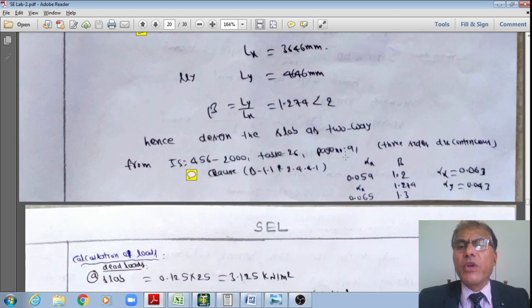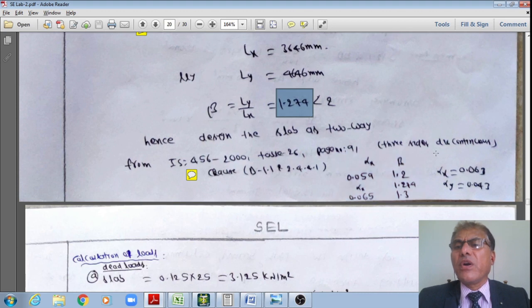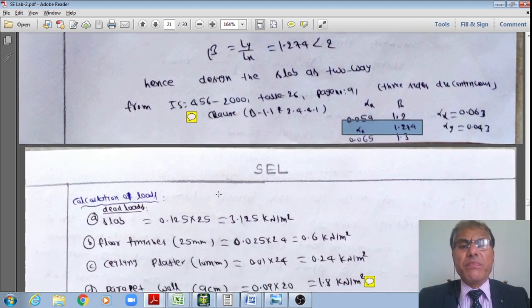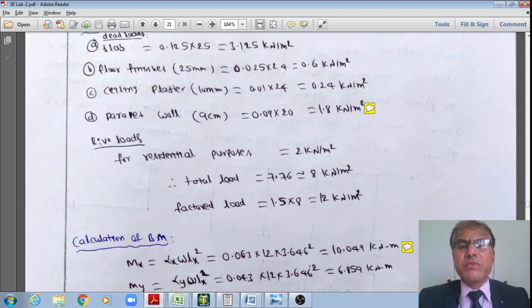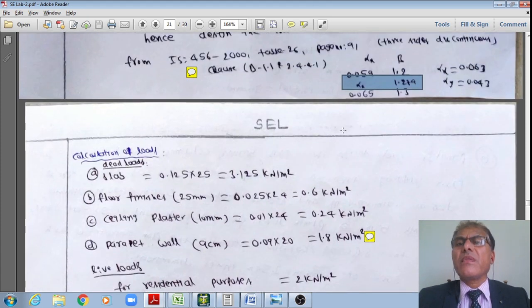Therefore you know how to interpolate, student. I have just noted down from the table 1.2 and 1.3. Therefore I require the value for 1.274. Upon interpolation I'll get this positive bending moment coefficient. I'm recalling that value and interpolating between these two, I got this value as 0.063.